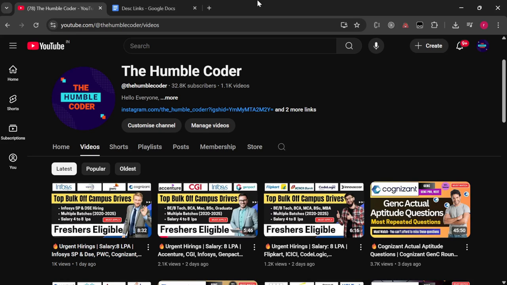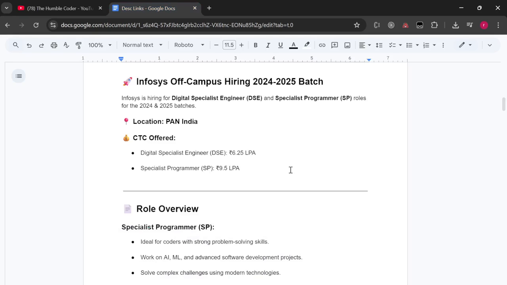So guys, let's see first of all what are the details for this examination. Guys, first of all, I want to tell you that the registrations are currently open, okay, and Infosys is currently hiring for the off-campus drive for the roles digital specialist engineer, which is also termed as DSE, and the second role is specialist programmer, which is called SP. Okay, these are the two roles for which they are hiring.